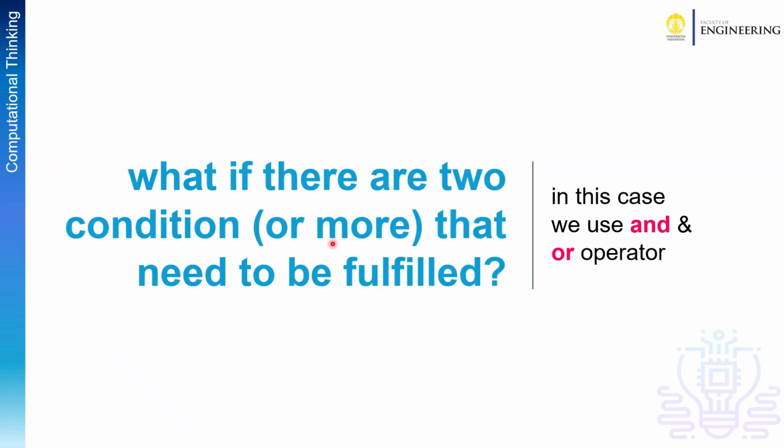And what if there are two conditions or more than two conditions that need to be fulfilled? We have already seen the way to use if, elif, and else, and now we can use the new operators, and and or, when we need more than one condition to be fulfilled in our code or in our problem.